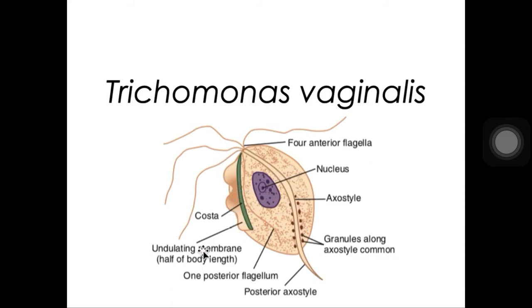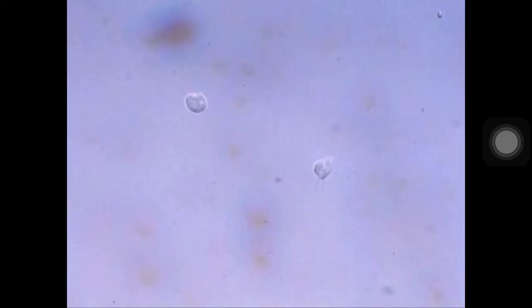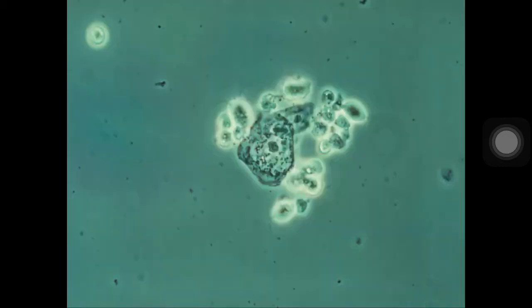Okay? But relative to other trichomonads, like for example Trichomonas hominis, in vaginalis the undulating membrane is small. It only extends half the body length. So only half of its body has the undulating membrane. Unlike in tenax and hominis, where it is longer, it extends almost the entire body length. But here, it is only half the body length for vaginalis. So again, going back here, we can see the Trichomonas vaginalis, but again, its motility is better.